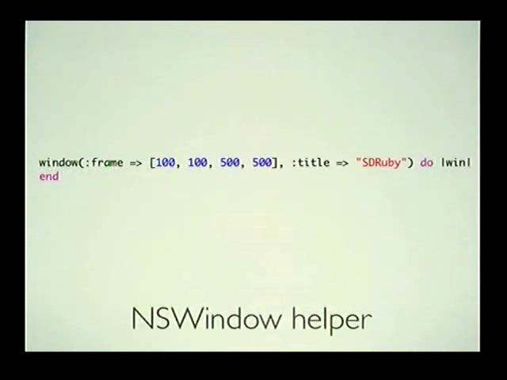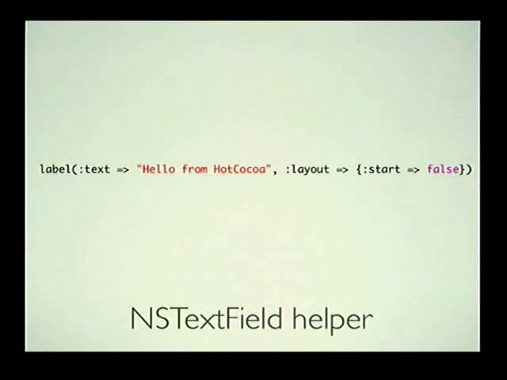So it's the same thing. There's NSWindow in Cocoa, and here you just take a window and pass different attributes. You say the window is a frame that starts at pixel x 100 and y 100, and it has a width of 500 and height of 500, and the title will be SDRuby, and then we have another block. Inside this block, we just add a new label.